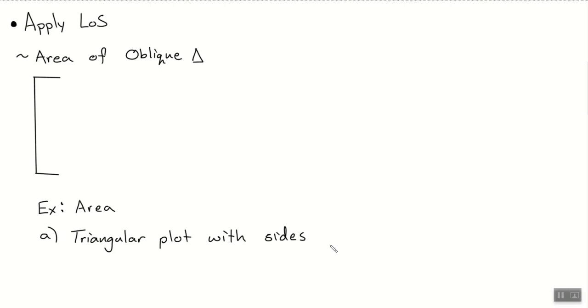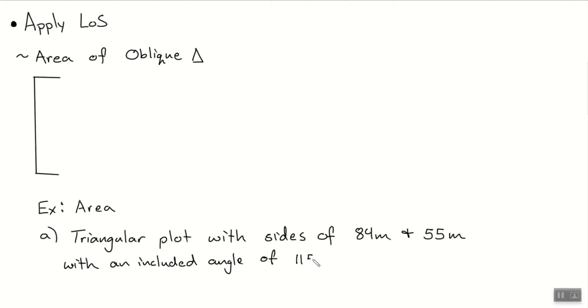and we have two sides given. We're told that one of these sides is a length of 84 meters, and the other side length is 55 meters. So two pieces, that's it. We're going to be a little bit more specific. We have an included angle, or an angle between them. I'm going to call it an included angle of, let's get a little crazy here, 115 degrees. Okay. All I want us to do from this is find the area.